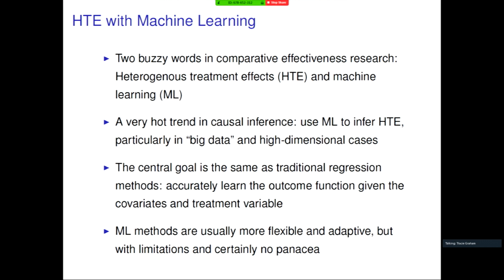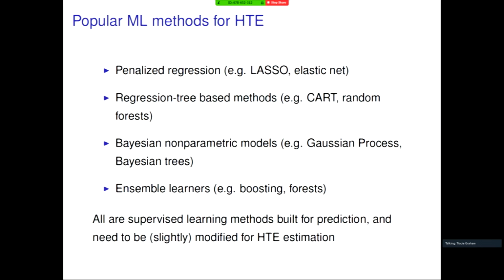So actually the central goal from a statistical standpoint is the same as the traditional regression methods. The goal is to accurately learn from the data the outcome function, the outcome surface, given the covariates and the treatment variable. The goal is the same, it's just some new analytical methods. Before I introduce those methods, usually the impression is machine learning methods are more flexible and adaptive. That's good, but it also has a lot of limitations, and certainly is not a panacea. It's not the cure to everything.